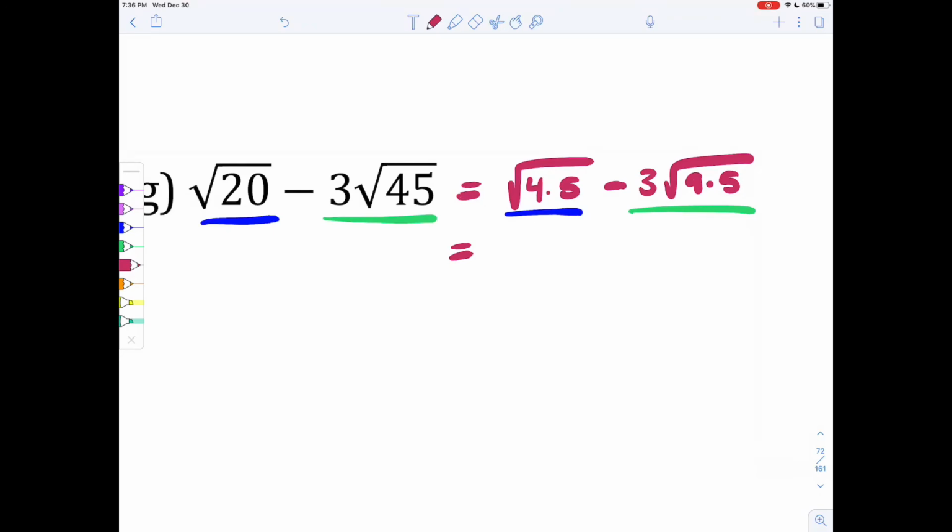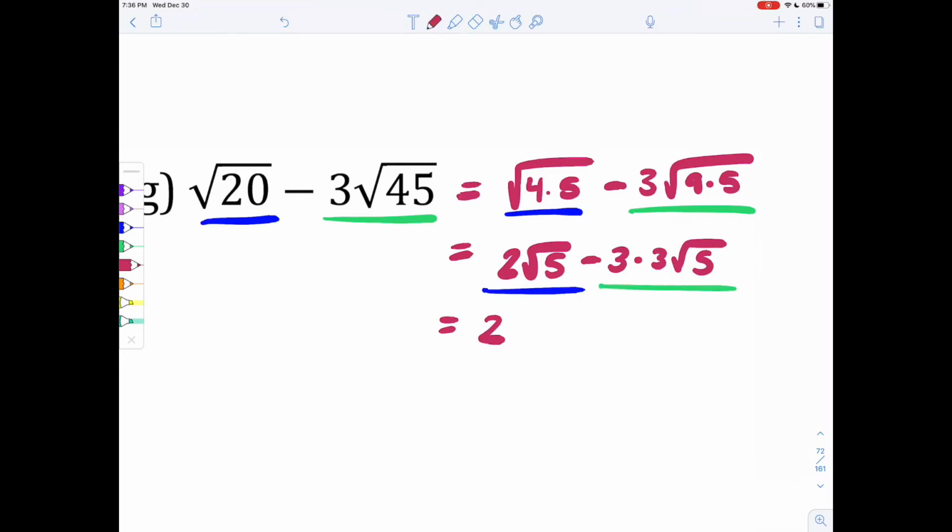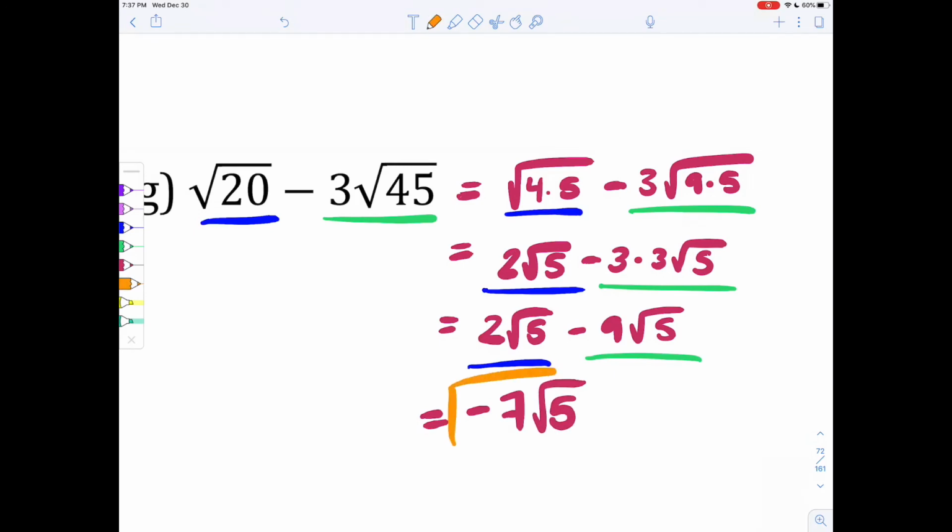So our root 20, which is our root 4 times 5, turns to 2 times root 5. And our negative 3 times root 9 times 5, well, that will give us negative 3 times 3 root 5. And we can, ooh, again with the color coding, yes. We can further simplify this second term here because negative 3 times 3 will just give us negative 9 root 5. And we've got lots of root 5's up in here. So as we collect them, we should get negative 7 root 5 as our final answer.